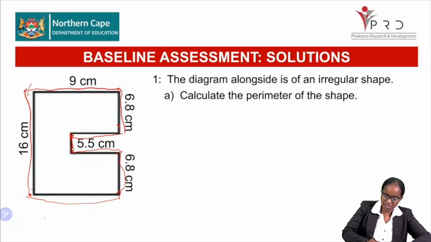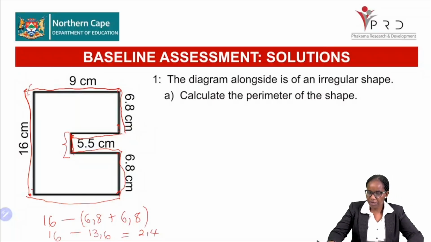So what it means is, in order for us to obtain the length of this portion, from 16 we have to subtract 6,8 and 6,8. What will that give us? From your calculator, this will be 16 minus 13,6, giving you 2,4.